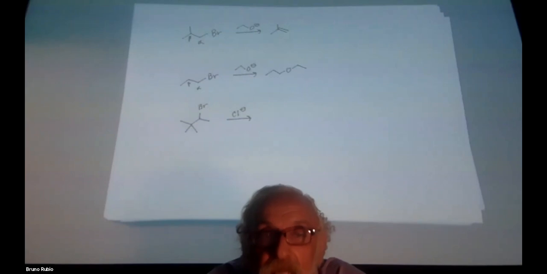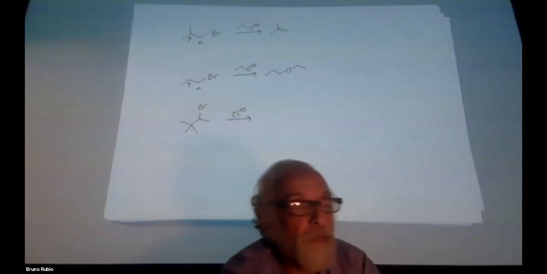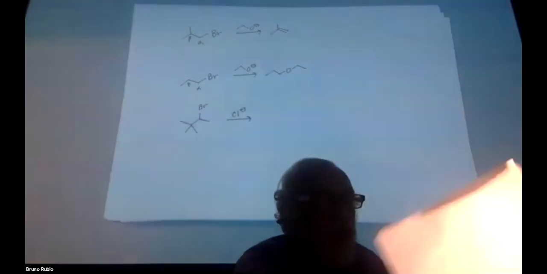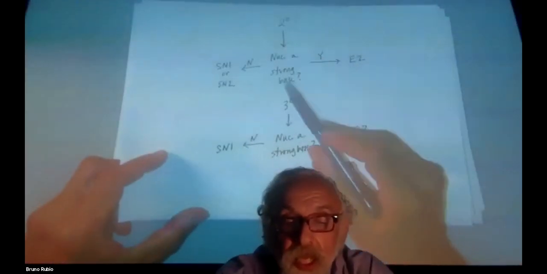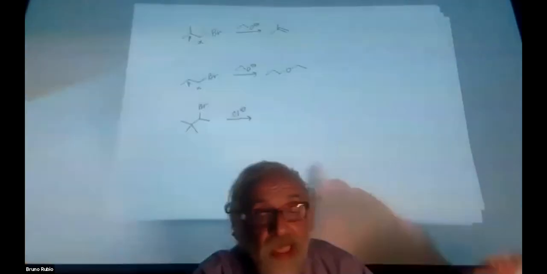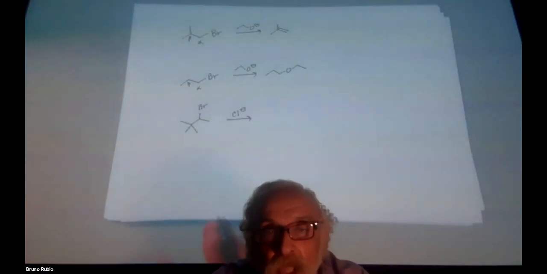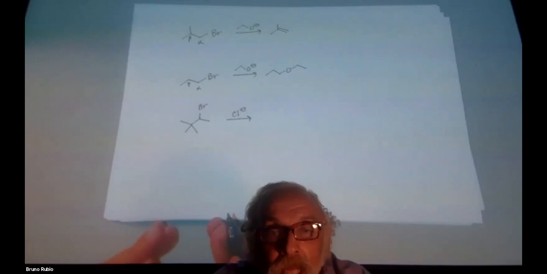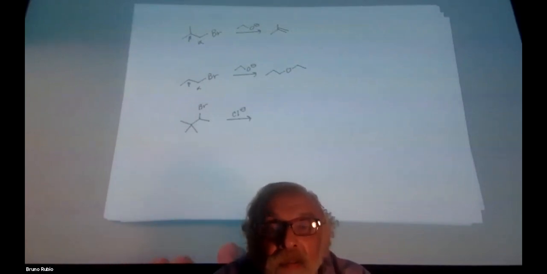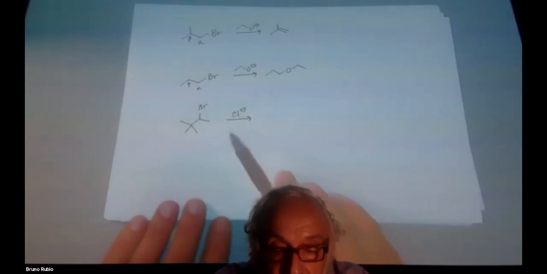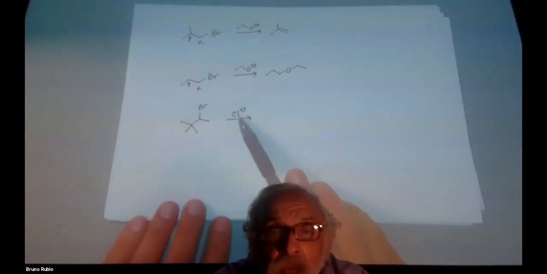Okay, now this is secondary. Let's whip out our secondary flow chart. Is the nucleophile a strong base? Is Cl minus a strong base? Cl minus is the conjugate base of HCl, which is a very, very strong acid. A very strong acid is going to have a very weak conjugate base. So is this a strong base, Cl minus? Oh, not at all. It's an exceedingly weak one.